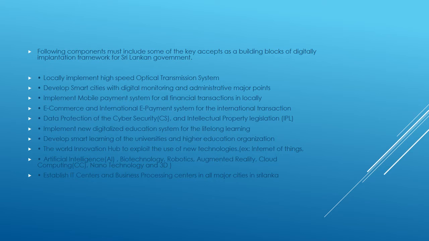Basically, the first thing is to implement high-speed optical transaction systems and develop smart cities with digital monitoring and administrative major points, and implement a mobile payment system for financial transactions, e-commerce, and an international e-payment system for international transactions also. The next thing is data protection, cyber security, and intellectual property legislation. And the next thing is to implement a new digital education system for lifelong learning and develop smart learning in the universities and higher education organizations.